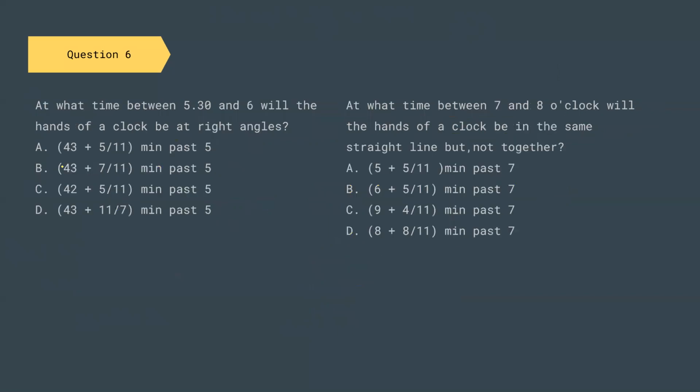Let us go to the next question. This is an important type. Actually, there are four questions hidden in these two questions, or rather, I can say there are three types of questions in this particular slide. So, first, let us check what the questions are saying. They are saying: at what time between 5:30 and 6 will the hands of a clock be at right angle?